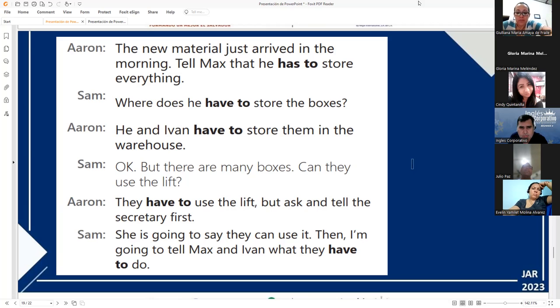Okay, but there are many boxes. Can they use the lift? They had to use the lift, but ask and tell the secretary first. She's going to say they can use it. Then I'm going to tell Max and Ivan what they have to do. Excellent. Thank you very much.